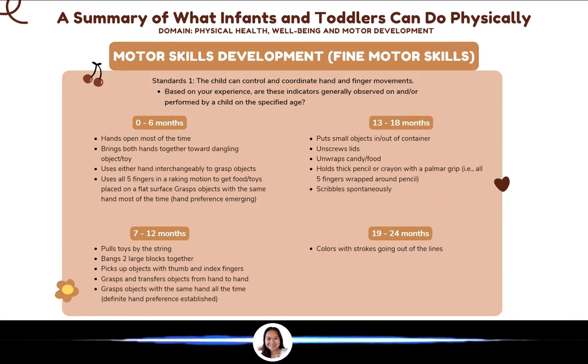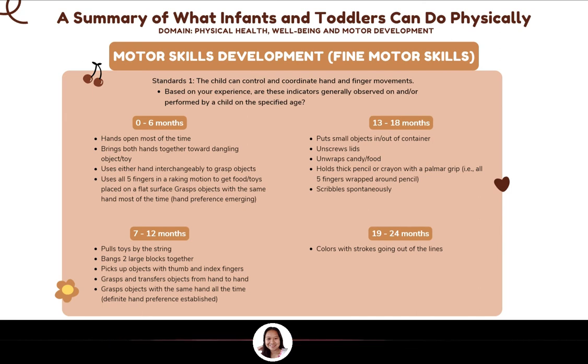While in motor skills development, or the fine motor skills, the child around 0 to 6 months has hands open most of the time, and brings both hands together toward a dangling object or toy. They use either hand interchangeably to grasp an object. When they are around 7 to 12 months, they can pull toys by the string. They can pick up objects with thumb and index finger. They can grasp and transfer objects from hand to hand.